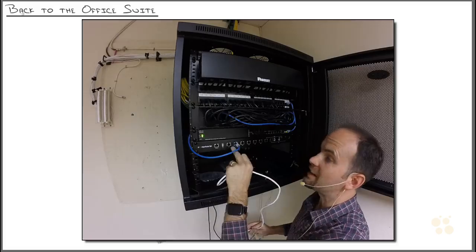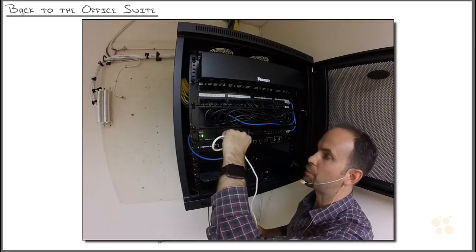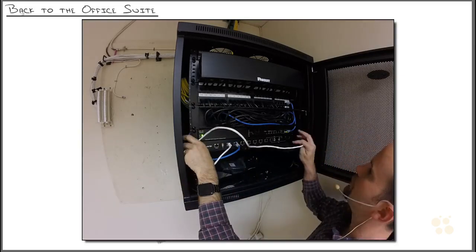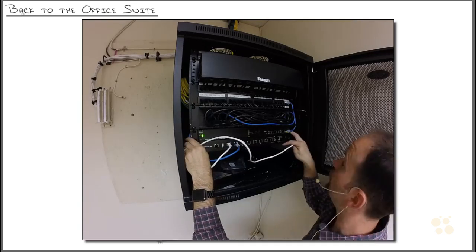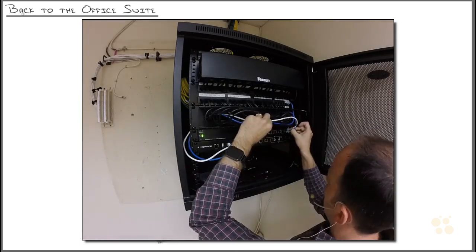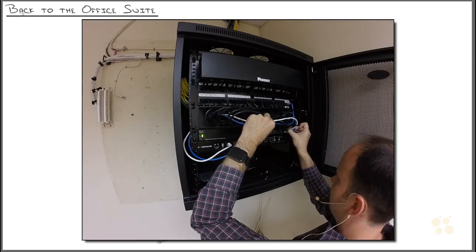I'll route the inside interface of this router, the one that connects to the private side of the network, up and around to the top port of the switch that's gigabit 27. There you go. I'm using a white cable for that.